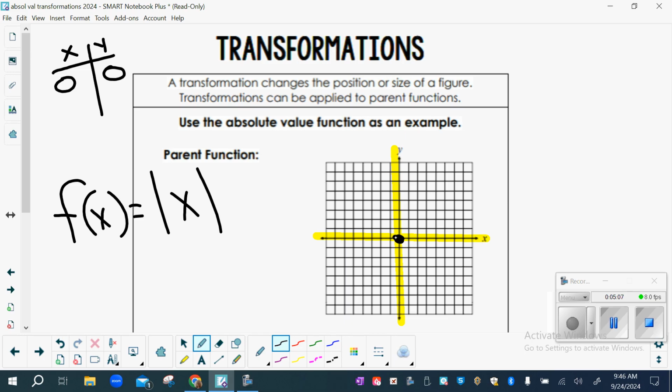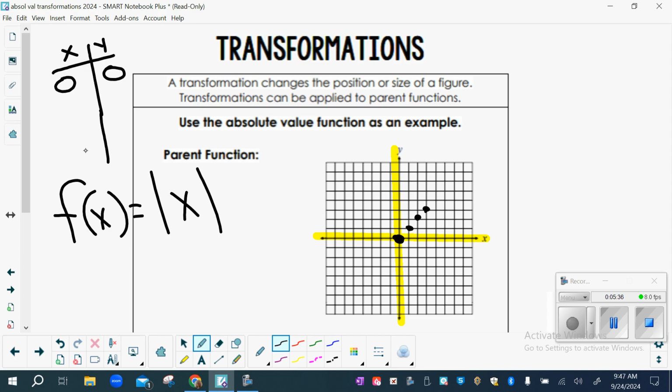Then what I say is this. How many jumps is 1 from 0? It is 1 jump away from 0. 1, 1. How many jumps is 2 from 0? It is 2 jumps away. 2, 2. How many jumps is 3 from 0? 3 jumps. 3, 3. But here's where absolute value gets a little funky.